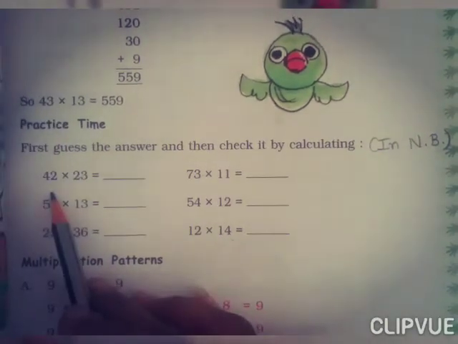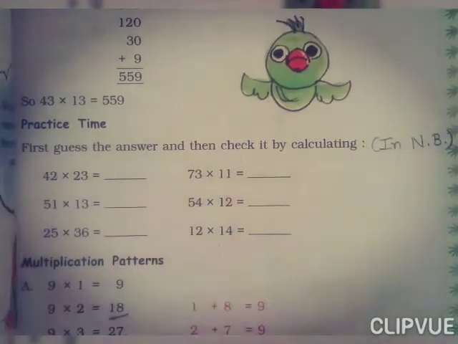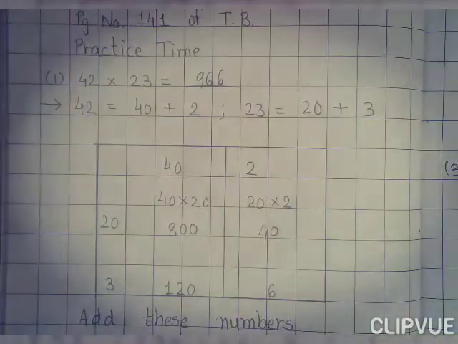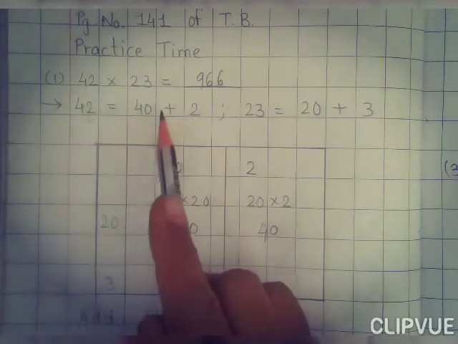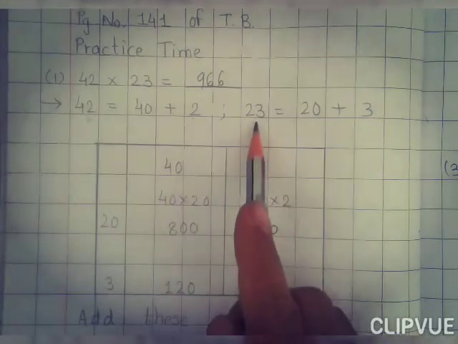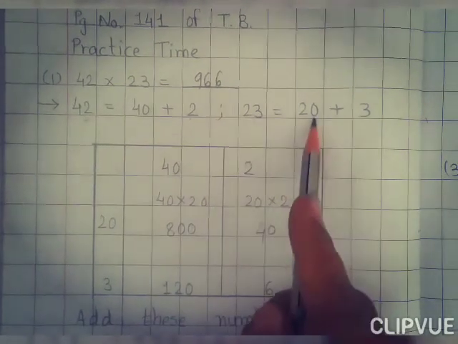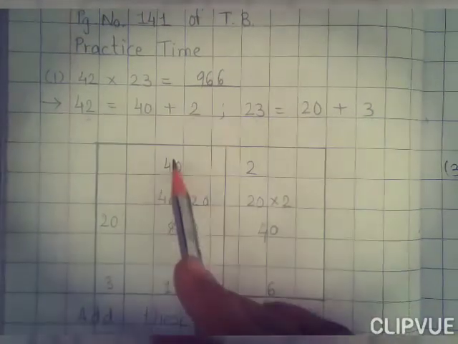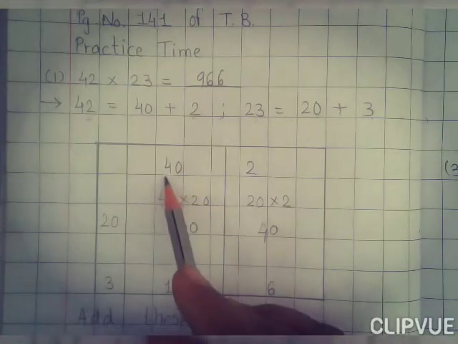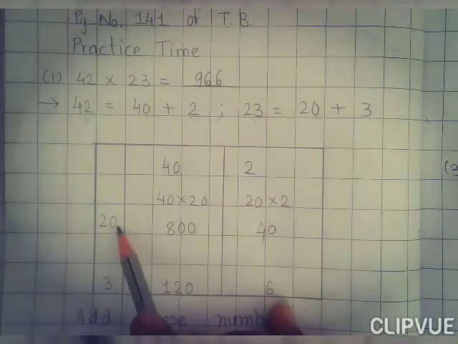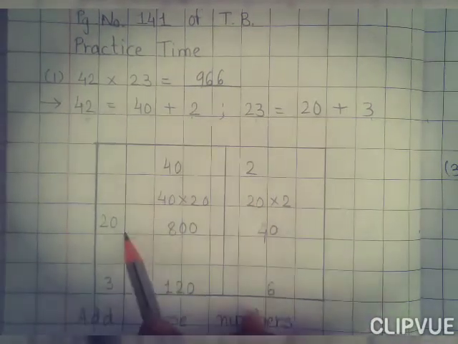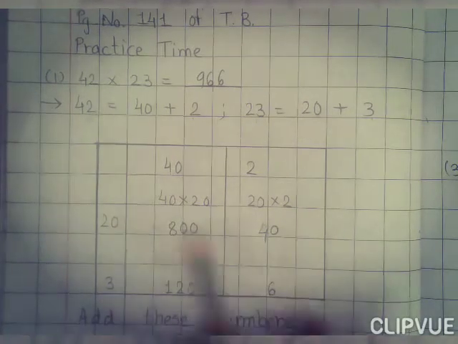The first example is here, 42 multiplied by 23. So let's see, first of all the expanded form of 42 is 40 plus 2 and the expanded form of 23 is 20 plus 3. You have to arrange the expanded form 40 and 2 row wise, and here make the column of the 40 and 2, and the same way the 20 and 3 is a row.